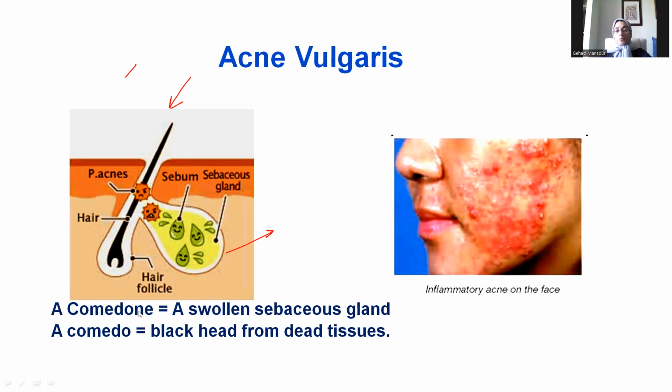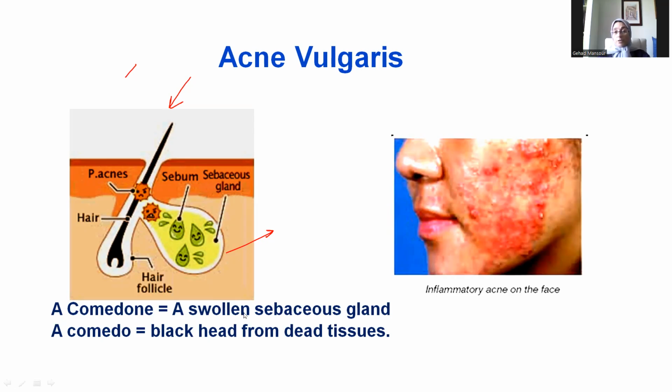Here we have two scientific terms that are important. The mere swelling, just by being swollen, of the sebaceous glands, even if they're not inflamed, is called a comedone. So what is a comedone with an N?